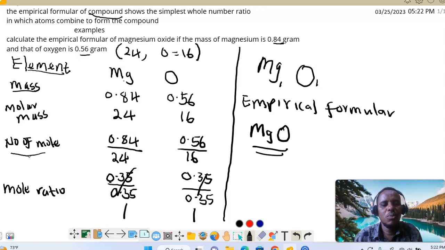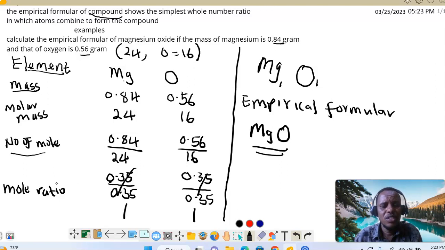How do you calculate the number of moles? We have learned it. The number of moles is the mass given divided by the molar mass. For magnesium, the mass given is 0.84 gram and the molar mass is 24. You divide it and you get 0.35. Then you divide 0.56 by 16 and you also get the same value, which is 0.35.